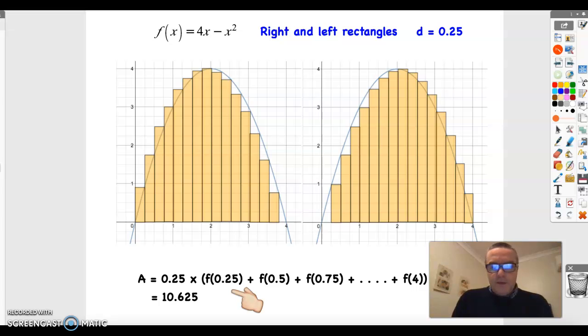But the important thing here is that we can see another difference, not as big a difference, but it's still another difference in the approximation. It's now up to 10.625, and so our gaps above and below the curve are much smaller than they originally were. Our approximation is improving.